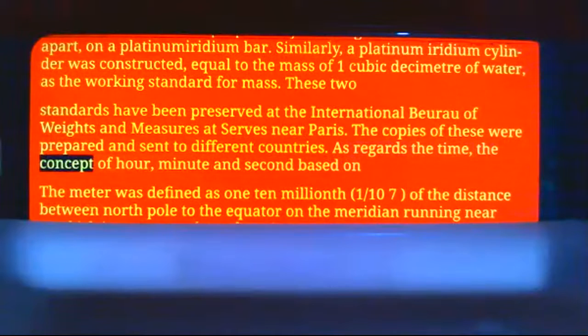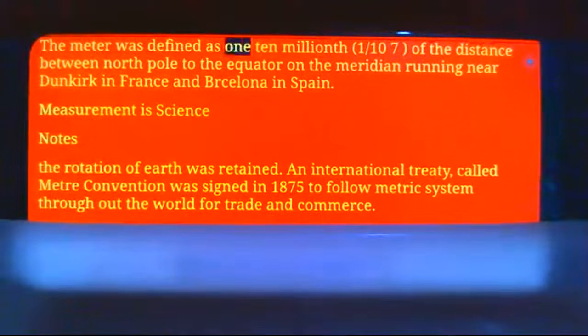As regards time, the concept of hour, minute, and second was retained. The meter was defined as 1/10,000,000th of the distance from the North Pole to the equator on the meridian running near Dunkirk in France and Barcelona in Spain. The rotation of Earth was retained.